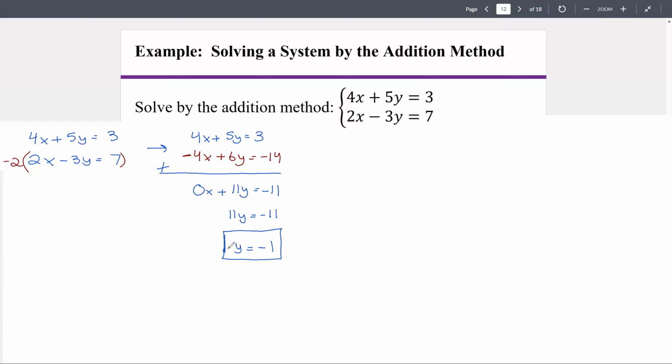So like I said, we're just multiplying one of our equations by a constant so that when I add my two equations together, a variable disappears. So once I get that, just go back and pick one of your equations. So why not this one? We have y, now we're just going to solve for x. So 2x minus 3 times y, which we said is -1, equals 7. So we got 2x plus 4 equals 7.